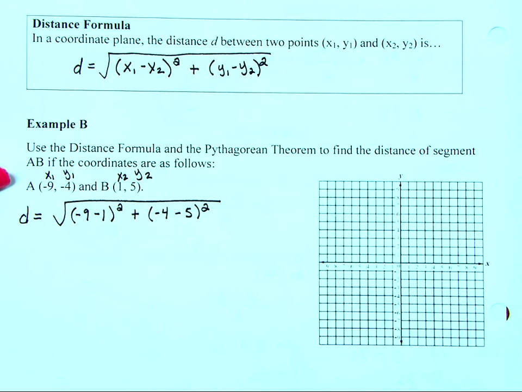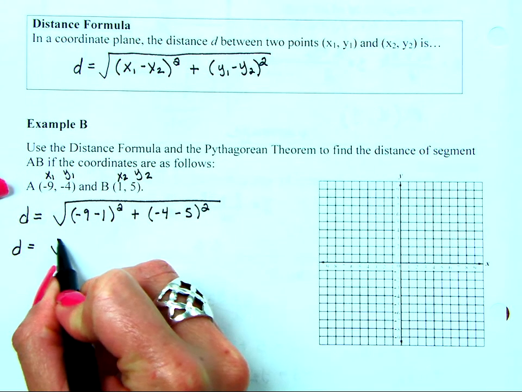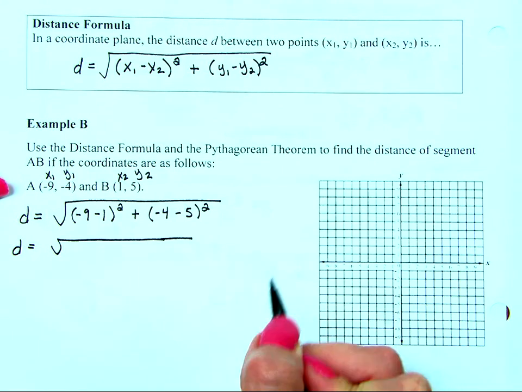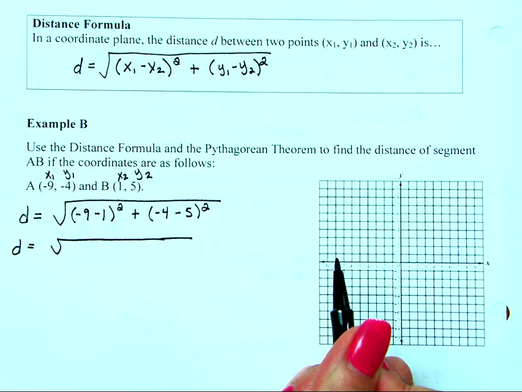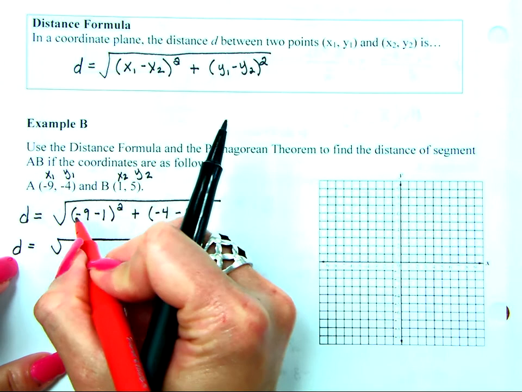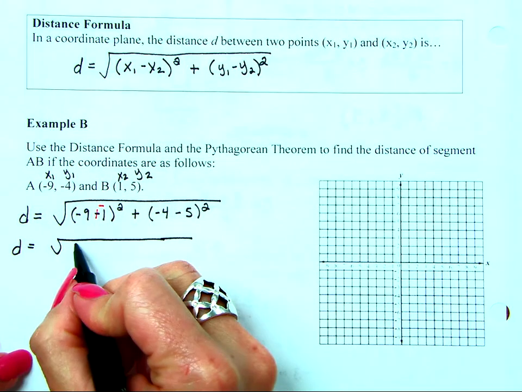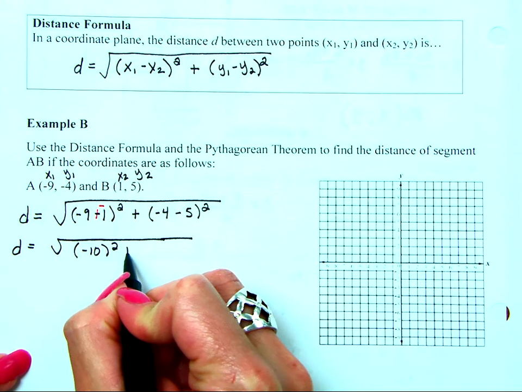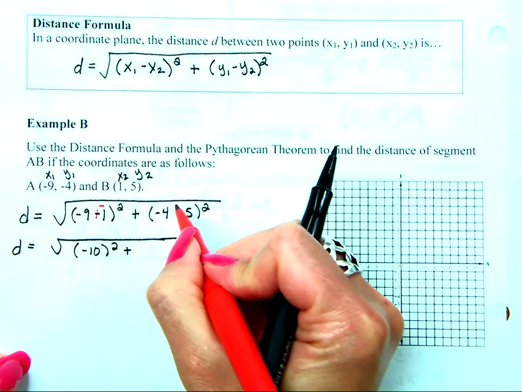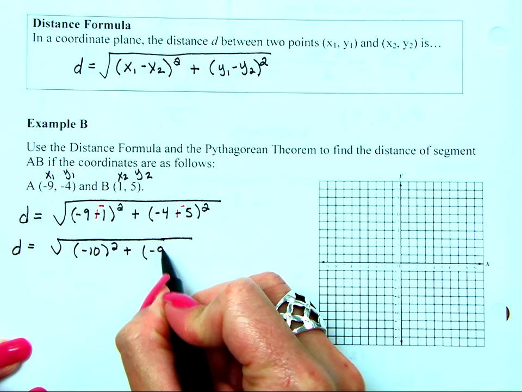A lot of times we run into trouble when we're trying to put this all into our calculator, so I just suggest doing some simplifying first. If we're following the order of operations, the very first thing is the parentheses. So I'm going to take a look at -9 minus 1. Well, -9, add the opposite, and I get -10. And -4, add the opposite, I would have a -9.